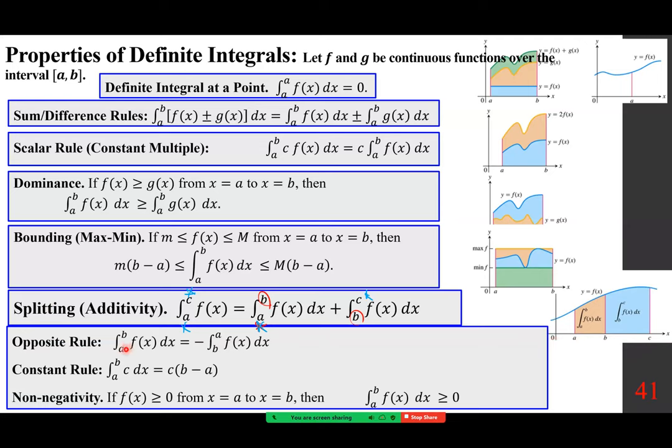Opposite rules: the integral of a to b of f of x dx is minus the integral of b to a of f of x dx. A constant: if you have a constant c, the integral of a to b of c dx gives you cx from a to b, so c times b minus a. Non-negativity: if f is positive as x goes from a to b, this integral must be positive.